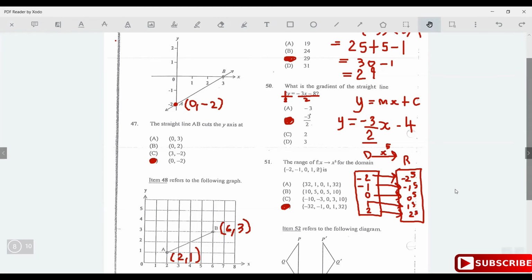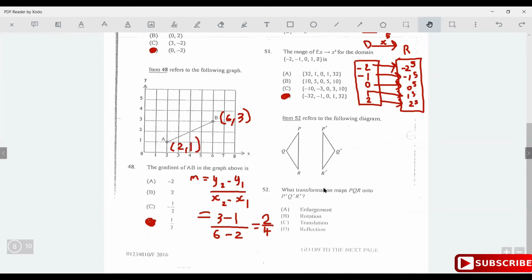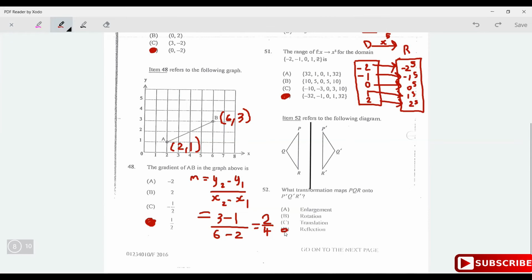Question 52. Which transformation maps triangle PQR onto triangle P prime Q prime R prime? Clearly you can see it's a reflection. If I put a mirror line right here, you can see that's a reflection. All right. This is just a reflection. Nice and easy. Put the mirror line, you see it is a reflection.